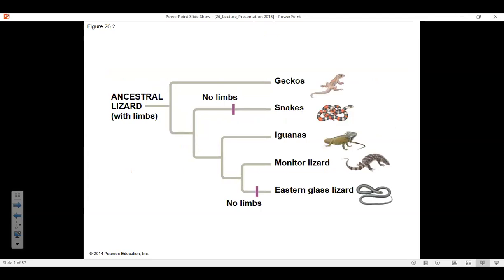If you look right here, this is the ancestral lizard. All the way in the back, it had limbs, and that eventually led to the geckos.